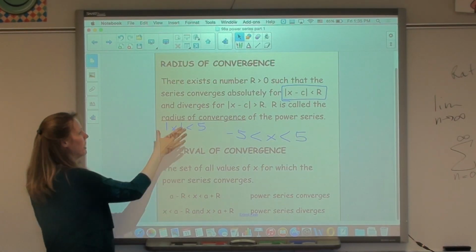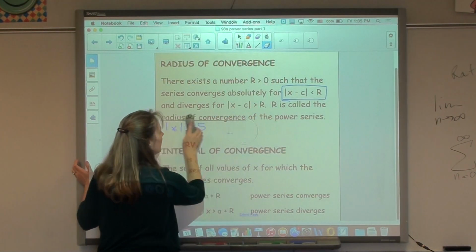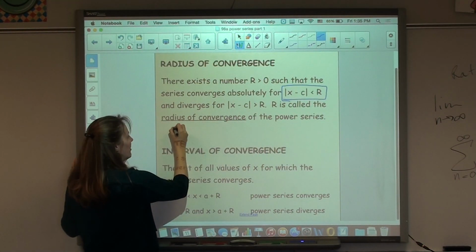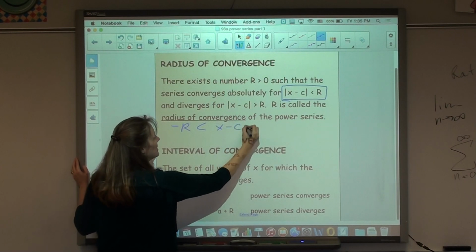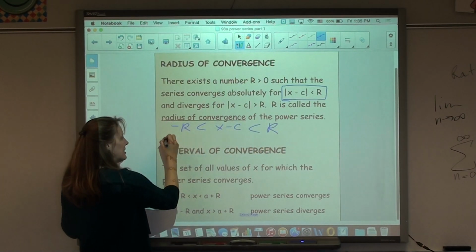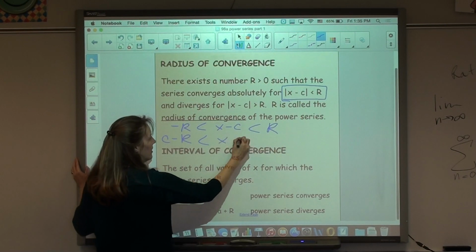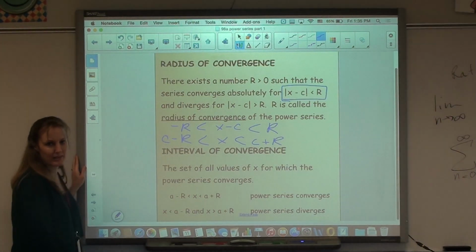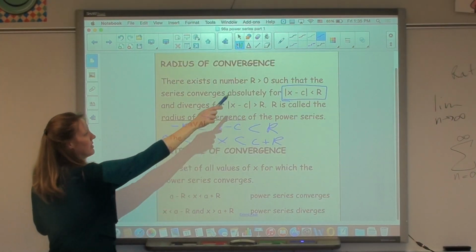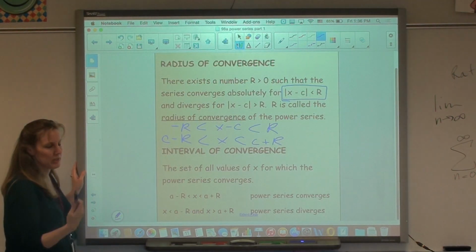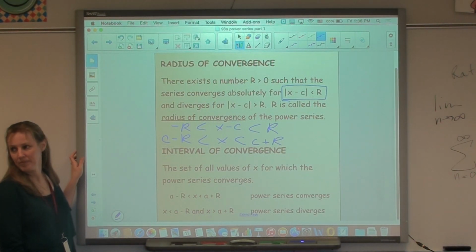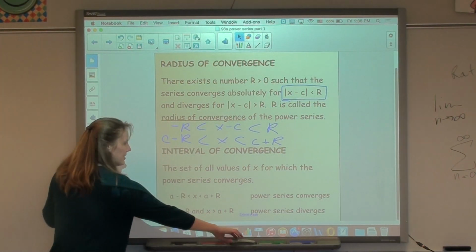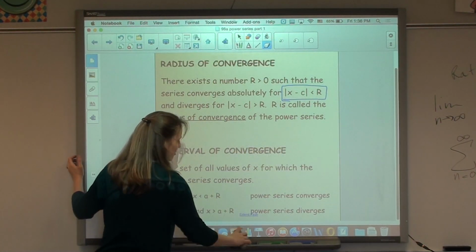All right, so for this one, if we were to write this, dropping the absolute value, we'd have negative r less than x minus c less than r. And then if we add c to all sides, look at that, it's just that, right? That's all they're doing. They're just taking that and solving it for x. There you go. Okay? All right, so let's get into one with numbers so you can understand this.